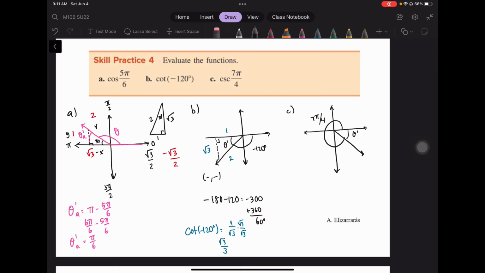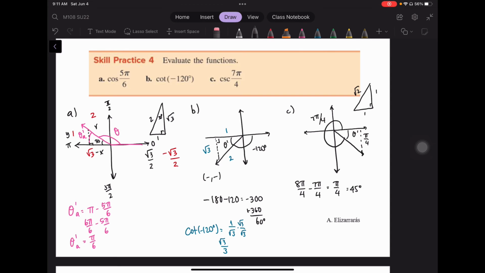In the fourth quadrant, what I'm going to do is take 2 pi minus that angle of 7 pi over 4 to find the reference angle. 2 pi written with a common denominator is 8 pi over 4 minus 7 pi over 4, which is just pi over 4. Pi over 4 is the same thing as 45 degrees, and so we can use that 45, 45, 90 triangle with those ratios to help us solve this.